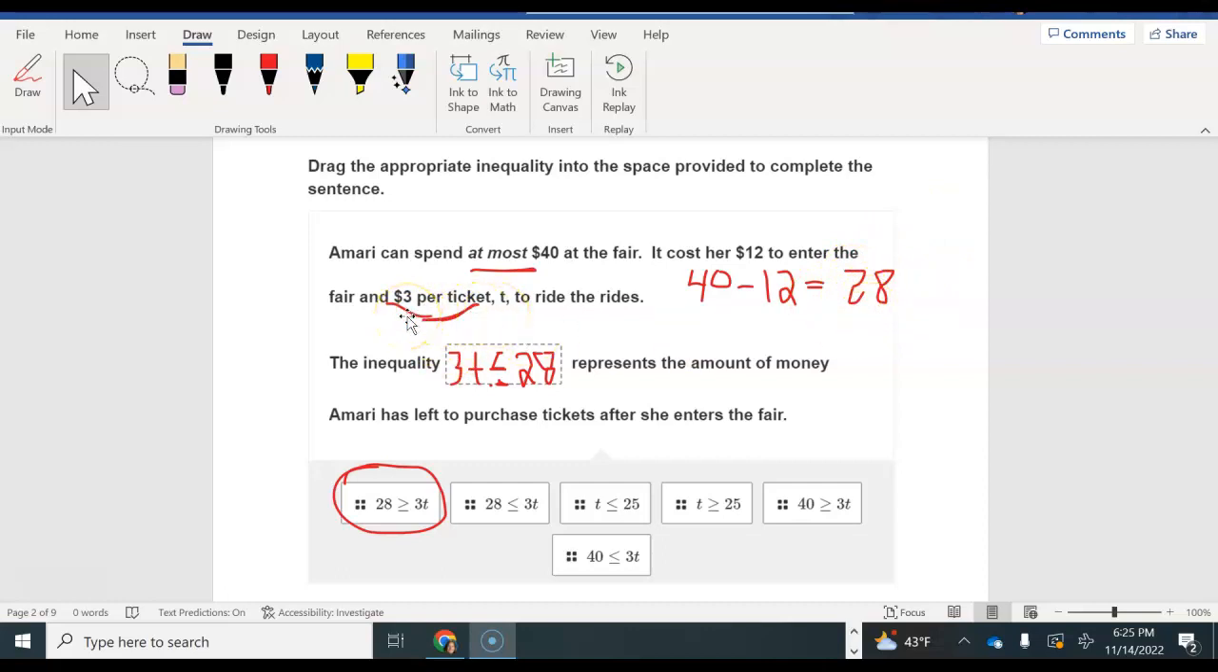Each ticket costs $3, so she can do 3 times T has to be less than or equal to 28. Okay, so this is reversed, 28 greater than or equal to 3T. But remember, when you switch and put the 3T on the left, you have to switch the inequality sign as well. So 3T, 3 times the number of tickets, has to be less than or equal to the $28 that she has left after paying the $12 to get in.